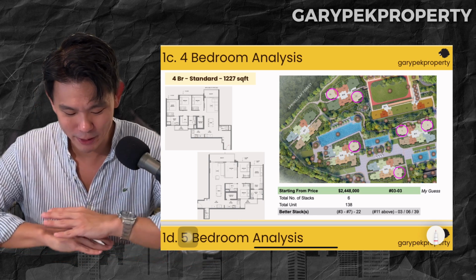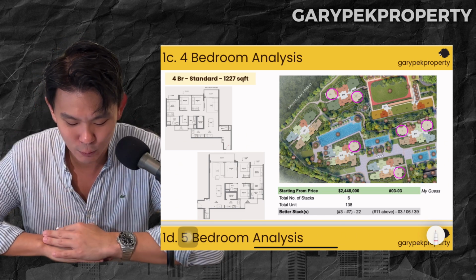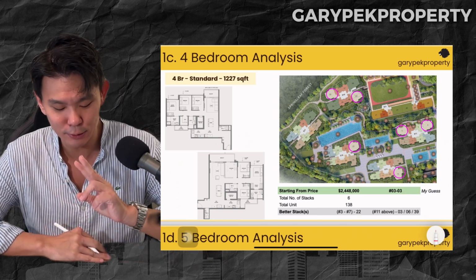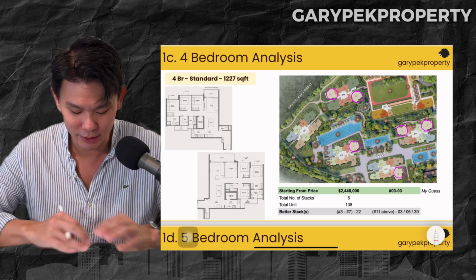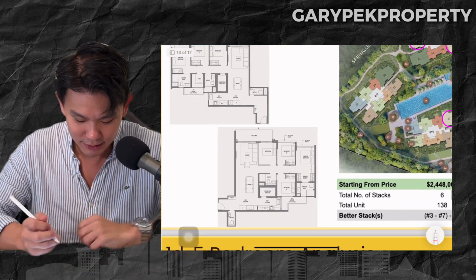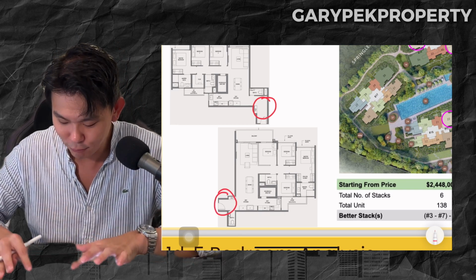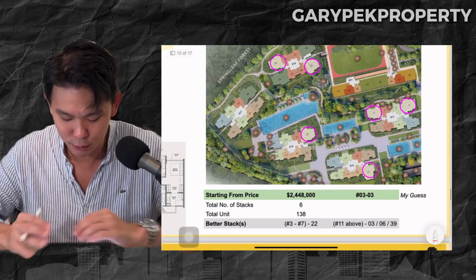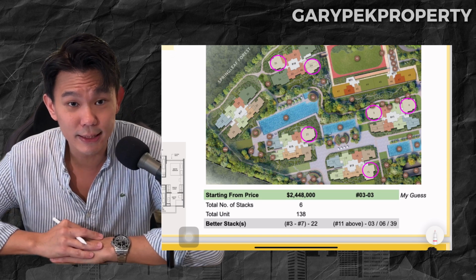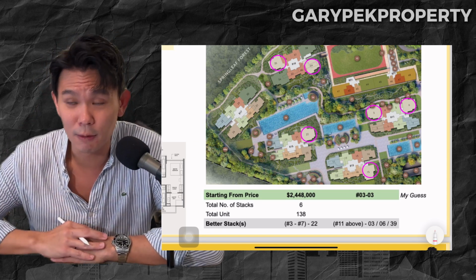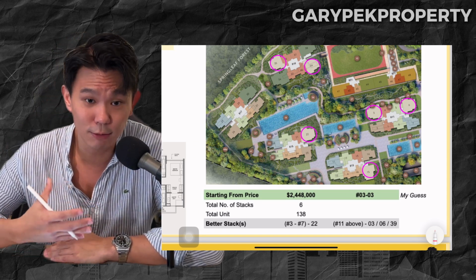Okay, so for the 4-bedroom analysis, there's only one size, 1227 square feet, but there are 2 different layouts to look at. The main difference for the layout is at the entrance of the 4 bedrooms. Okay, the starting from price given by the developer is $2.448 million. And I spoke to a number of buyers. I think this is quite an attractive price point.